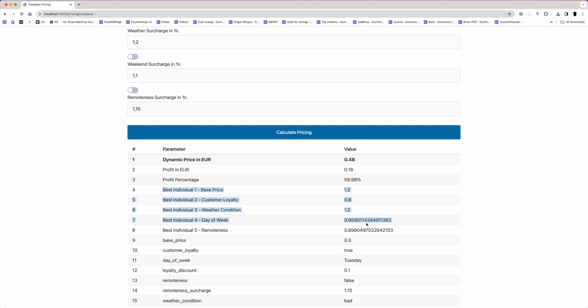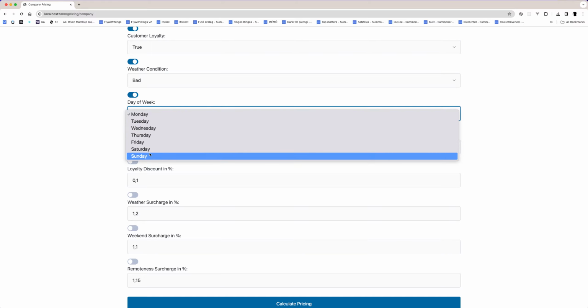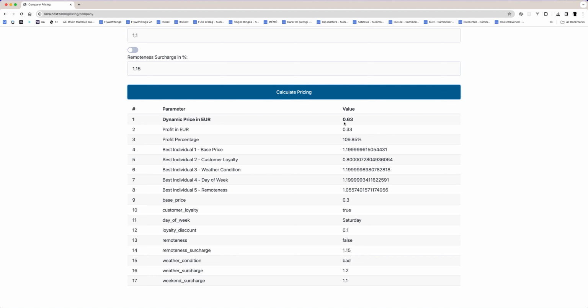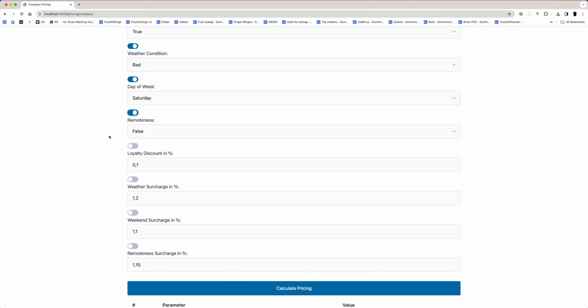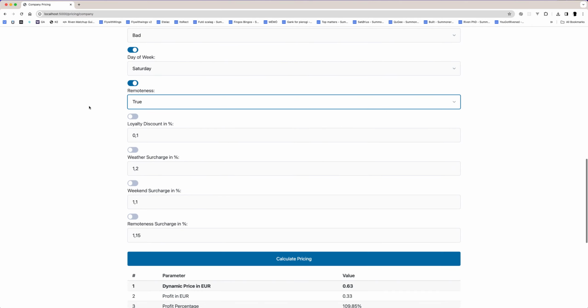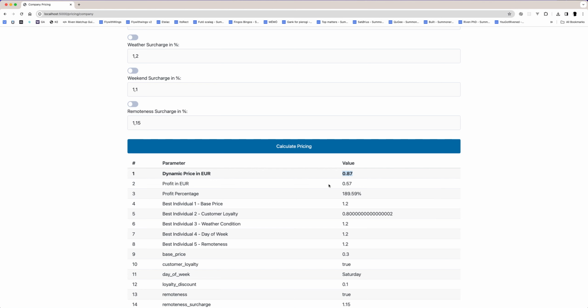Here in the individuals you can always see the specific individuals which we multiply the price with in order to get the best dynamic price here. We can also do this for the day of the week. On the weekend we expect a higher demand, so let's say it's Saturday, so this will also increase the price since this is a higher demand. We now have 63 cents per minute. For the remoteness we can do the same and tell the algorithm that we are currently not in a remote area, and this will also increase the price to 87 cents per minute.